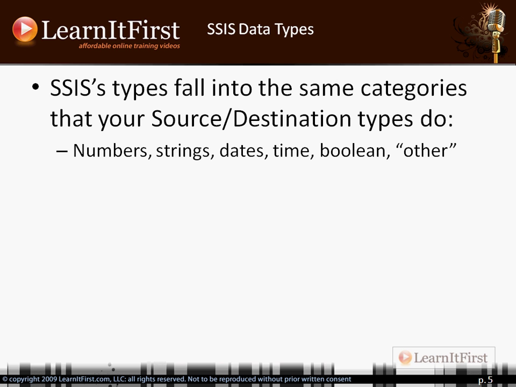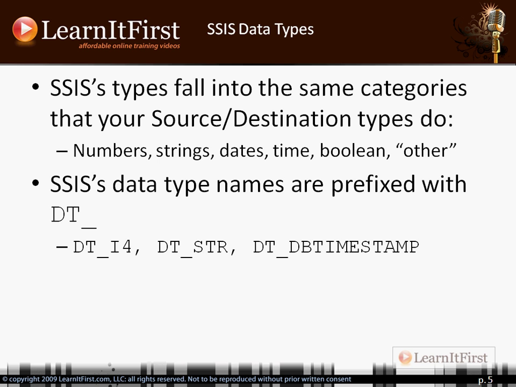Now, we've got the same categories of data types in SSIS that any source or destination database has, right? Numbers, strings, etc. So nothing new here. The only thing that is unusual is that all the data types are in uppercase and they all begin with DT underscore, DTI4, DTSTR.